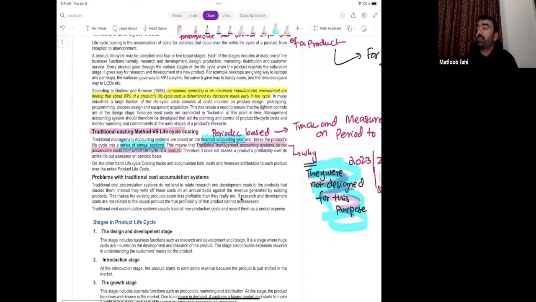Therefore, it does not assess a product's true profitability over its entire life, but assesses on a period basis. Yes. So that is another very interesting point. Therefore, it does not assess a product's profitability over its entire life, because we are not measuring the entire life cycle cost and profitability of a product. So we are not clear whether this product was profitable or not profitable because we are not tracking the entire life cycle cost of a product.